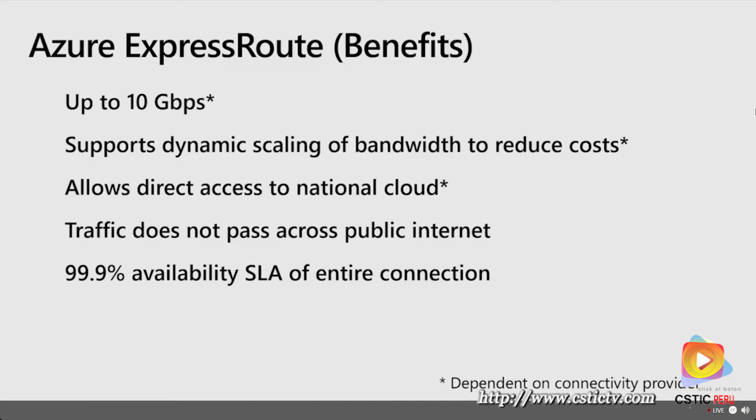But the key point is that this traffic between you and Azure via this express route connection will not pass across the public internet. And because of that, you get this benefit of a 99.9% availability service level agreement of this entire connection. Remember, that's different to the VPN, where Microsoft was only guaranteeing their VPN gateway at their end.